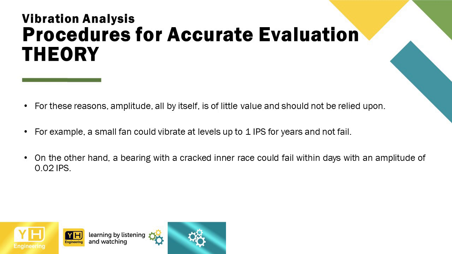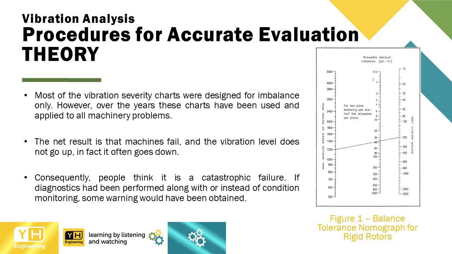For example, a small fan could vibrate at levels up to 1 inch per second for years and not fail. On the other hand, a bearing with a cracked inner race could fail within days with an amplitude of 0.02 inch per second. Most of the vibration severity charts were designed for imbalance only.